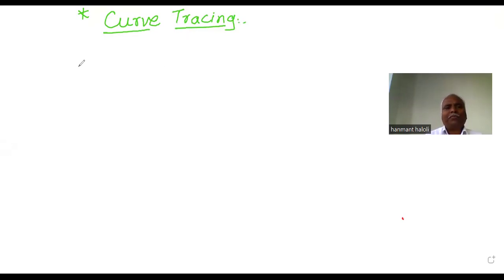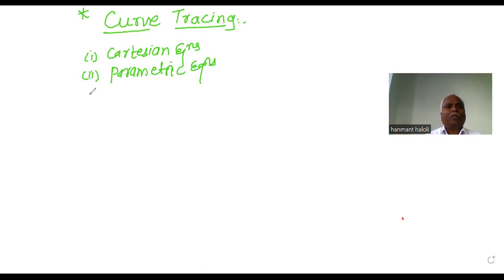Now, curve tracing depends on the equation type. There are generally three types of equations. One is Cartesian equations. Second, parametric equations. And third is polar equations. Now we all know what is meant by Cartesian and parametric equations.